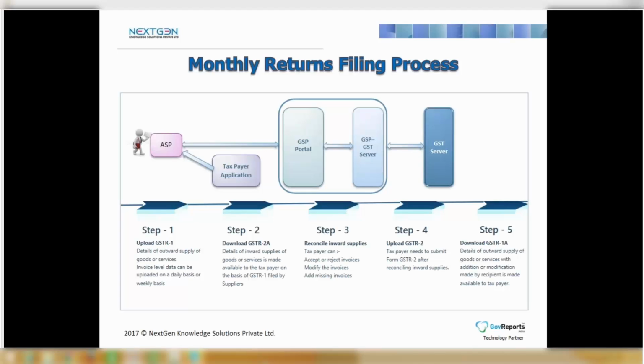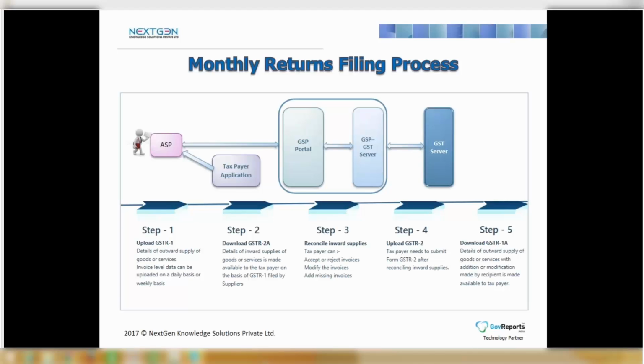And the third step is reconciliation of inward supply, which I have just told you, that he needs to reconcile the data downloaded from the GST portal with his own accounting records. And once the reconciliation is complete, then he can upload GSTR 2 at the GST portal, which is step number 4. Then step number 5 is downloading GSTR 1A.